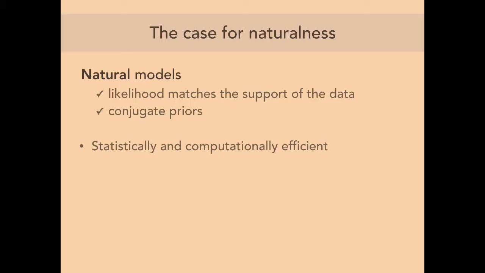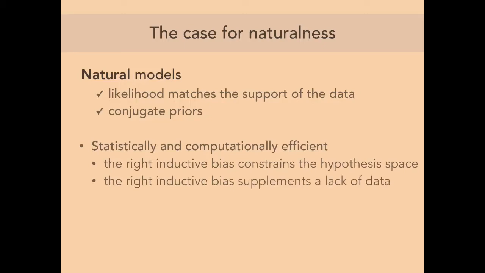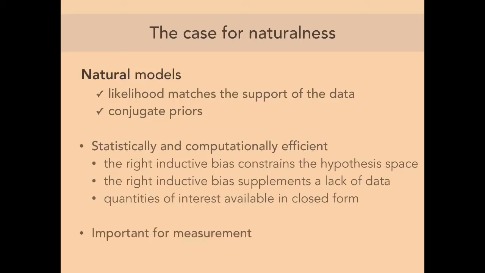They impose the right inductive bias, and that's going to constrain the hypothesis space, which is going to facilitate efficient inference a lot of the times. And the right inductive bias is also going to overcome a lack of data in certain cases, okay? And moreover, different quantities of interest like conditional posteriors are available in closed form in these kinds of models, or other quantities you might want to calculate if you're doing exploratory or explanatory tasks. And finally, these are important for measurement.